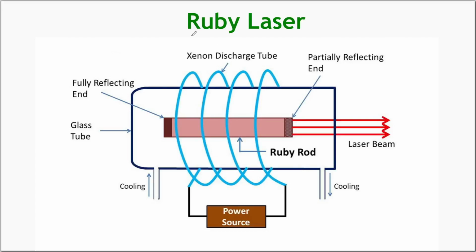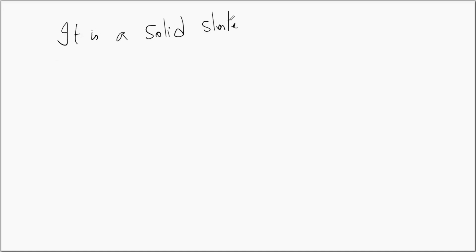Hello, welcome back. In this video we'll discuss the ruby laser. A ruby laser is a solid state laser because we are using a ruby rod. The light that is emitted from the ruby laser will be in the form of pulses. So it is a pulsed laser.